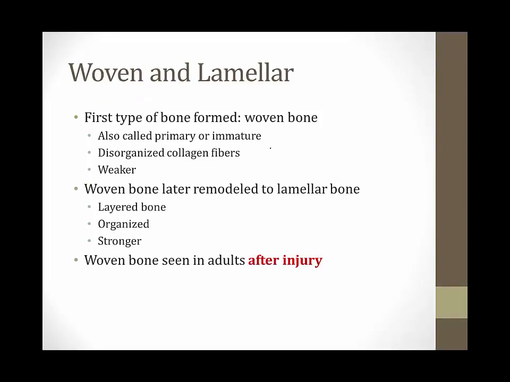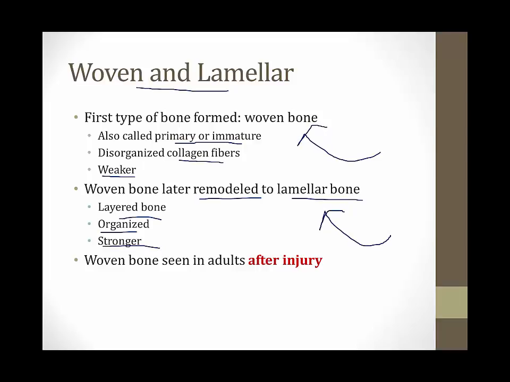We'll get back to the in utero formation of bone tissue in a minute, but let me pause and mention woven and lamellar bone. Woven bone is the first type of bone formed by osteoblasts. It's also called primary or immature bone, and it contains disorganized collagen fibers, and it's relatively weaker bone. Later, this woven bone is remodeled or replaced by osteoblasts and it becomes lamellar bone. Lamellar bone is layered and organized and stronger. So at the growth plates in children, you will initially see osteoblasts lay down woven bone, and then later it will become lamellar bone. You can also see woven bone in adults if there's an injury.